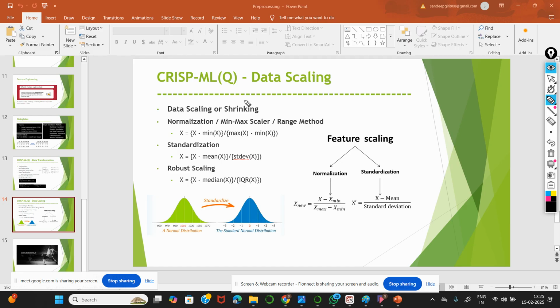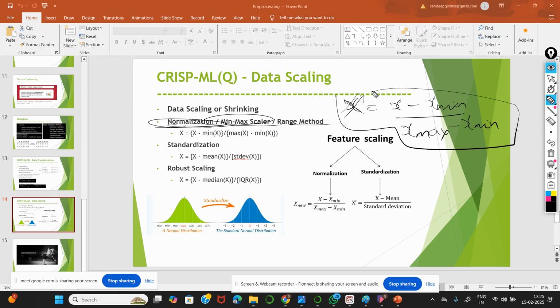So there are three types of famous scaling techniques. One is known as normalization, min max scaler, range method. Three names are given. You can remember normalization or min max scaler. This technique uses a formula: x equals x minus x minimum, divided by x maximum minus x minimum. This particular technique, normalization, uses this formula.